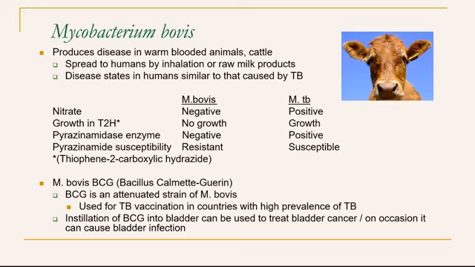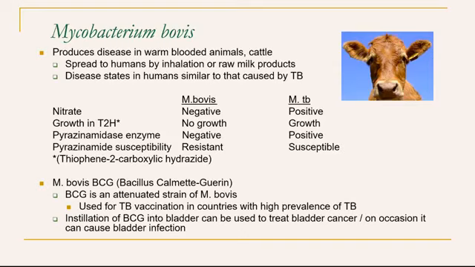Can't help but bring up some of the old biochemical reactions that have been over the years very useful in separating M. bovis from MTB. You can see that unlike TB, M. bovis is negative on the nitrate test. It will not grow in the chemical T2H, which for a long time was used to separate M. bovis from MTB. It does not produce the pyrazinamidase enzyme, and it is resistant to pyrazinamide when doing susceptibility testing.